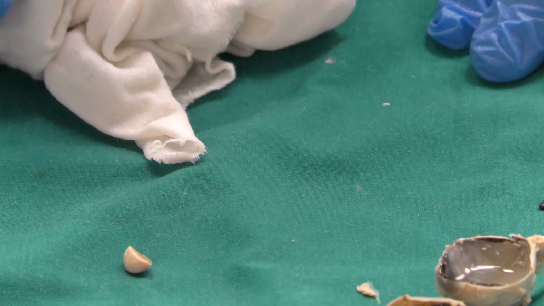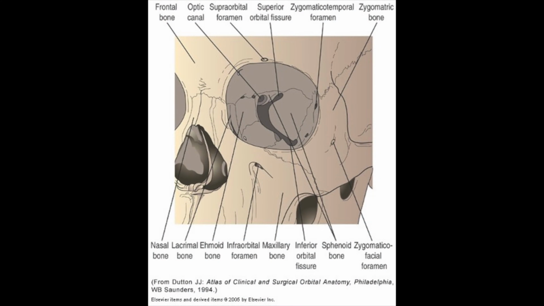So what I suggest is go and read up again on the different structures of the eye, the extraocular muscles, the nerve supply to the extraocular muscles, and the actions of the muscles.